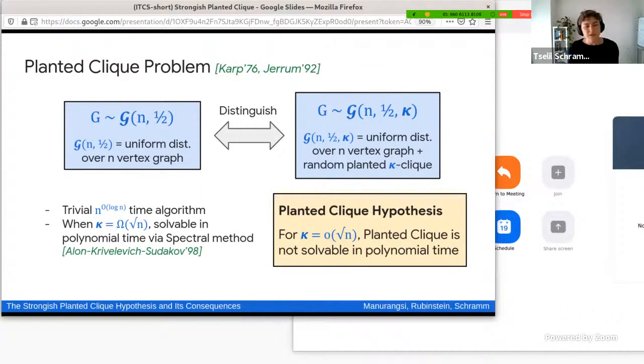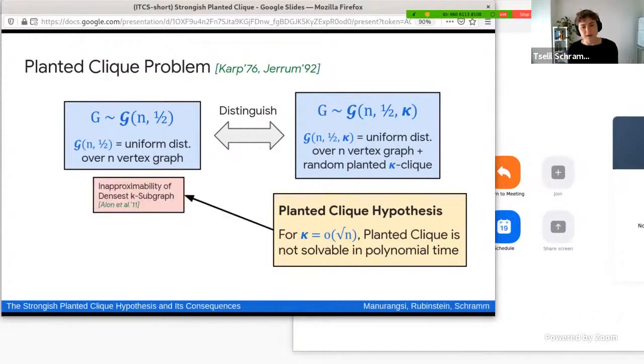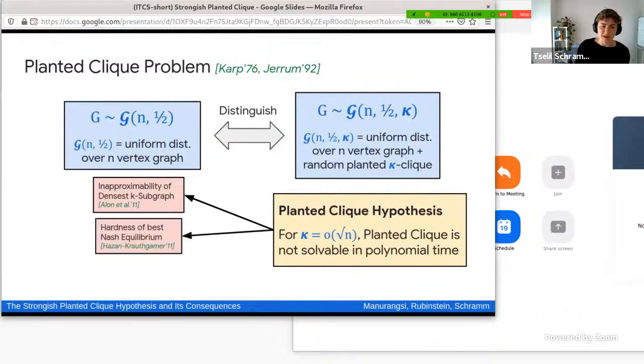This hypothesis has been used in several hardness results. So assuming the planted clique hypothesis, you can get inapproximability of densest k-subgraph, hardness for finding the best Nash equilibrium, hardness of sparse PCA, and several other average-case problems. So this is a kind of popular hypothesis.